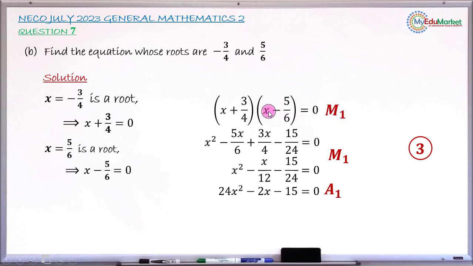And attempting to simplify this, that is to expand the brackets and collect like terms, you have another method 1 mark. And the final mark is the accuracy mark, when you have the equation exactly equal to 24x squared minus 2x minus 15 equals 0. That gives you the accuracy 1 mark. So in total, this question has 3 marks.